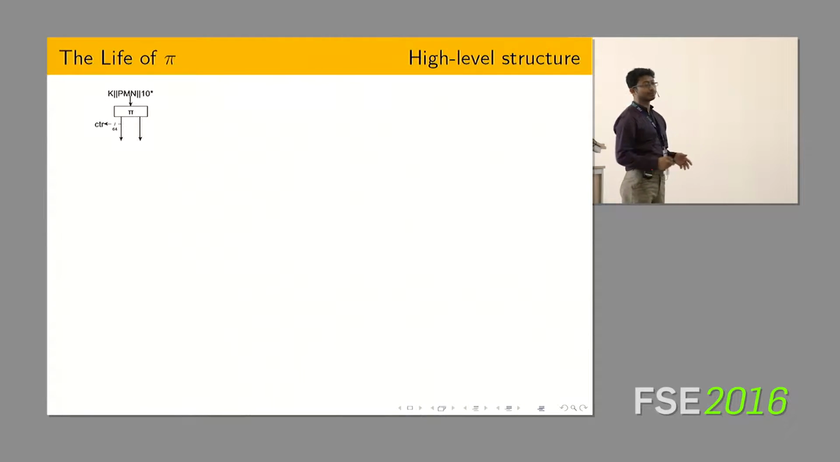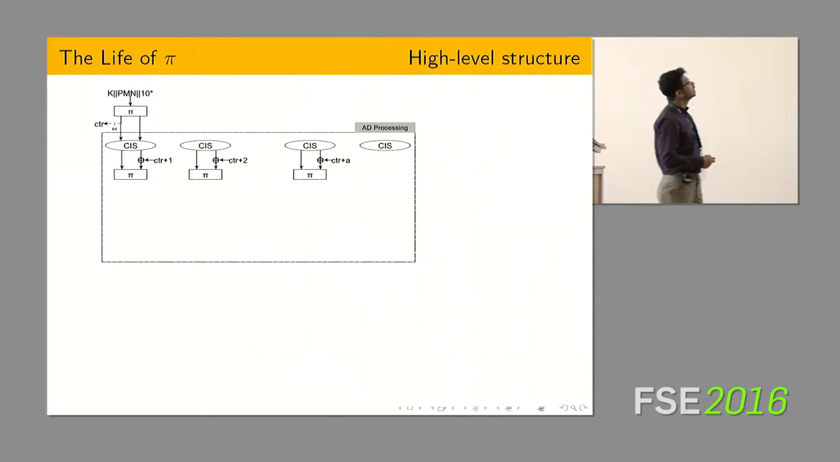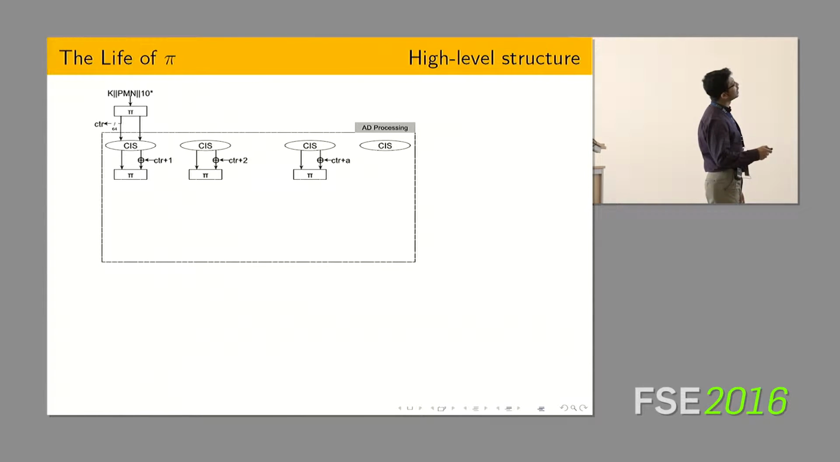Now let's see how the cipher evolves. It starts by concatenating the key with the public message number and a standard 10* padding, and calls Pi once. Then the counter is taken from 64 bytes of the capacity part. This is the capacity part, and this is the rate part, as in Sponge. It constructs this internal state called the CIS, which stands for Common Internal State, and it adjusts the counter accordingly for the parallel branches.